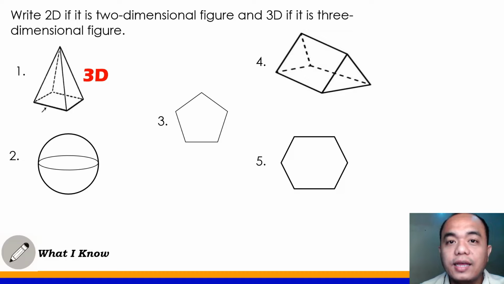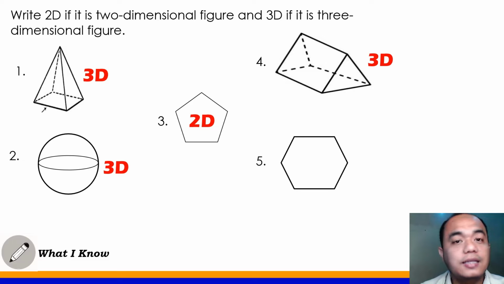Three-dimensional figure, and that is a rectangular pyramid. Next, number 2, sphere. Sphere, is it 2D or 3D? Yes, that's 3D, three-dimensional figure. Next, number 3. That's pentagon. Pentagon is? Yes, that's 2D. Next, number 4. That's triangular prism. Yes, that's three-dimensional, 3D. Number 5. That's hexagon. Hexagon is a 2D or two-dimensional figure.